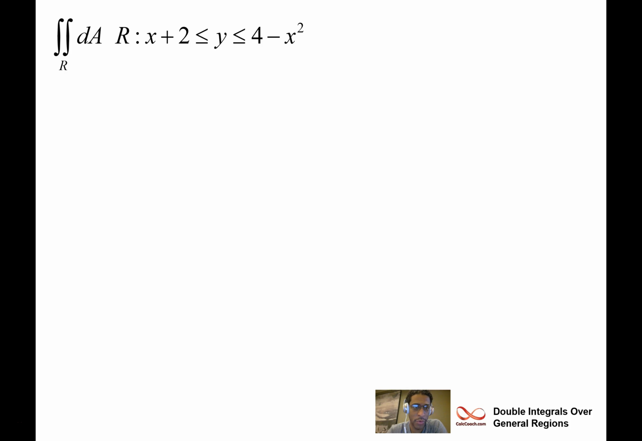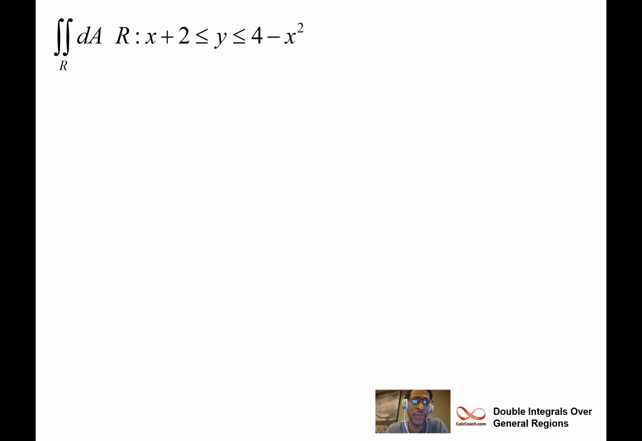This is another example of multivariable integration. We have the double integral over the region where y is between the function x plus 2 and the function 4 minus x squared. So y equals x plus 2 is a line, y equals 4 minus x squared is a parabola. Now in the integrand, it might look like there's nothing there.